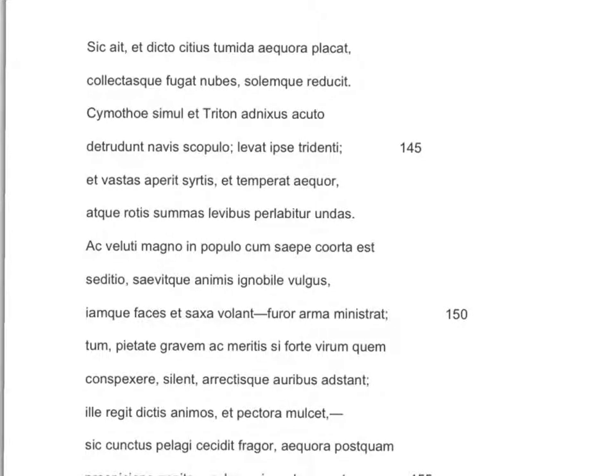Okay, before we begin, let's hear the lines in Latin. Sic ait et dicto citius tumida aequora placat. Collectasque fugat nubes, solemque reducit.